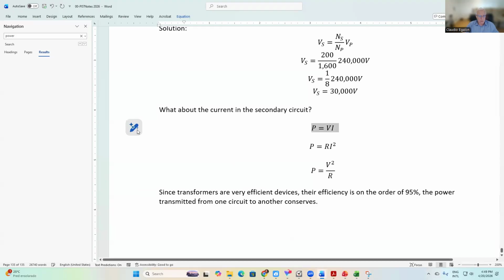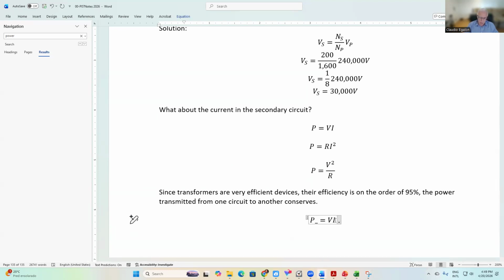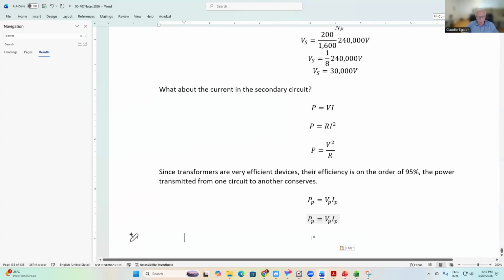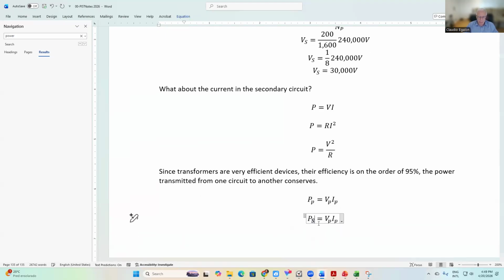So we have the following equation. Power on the primary circuit is equal to the maximum voltage in the primary circuit times the peak current in the primary circuit. Power on the secondary, I should put a capital P here. I'm going to leave that, otherwise we're going to run out of time.